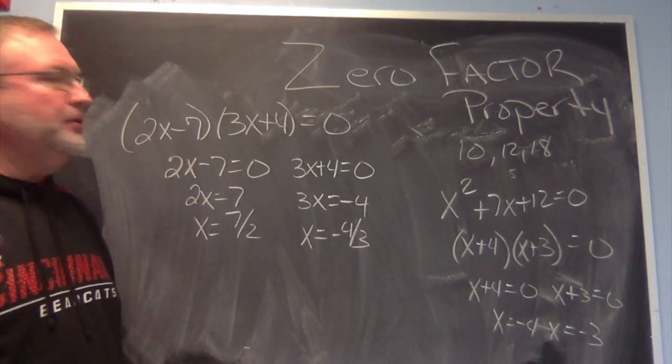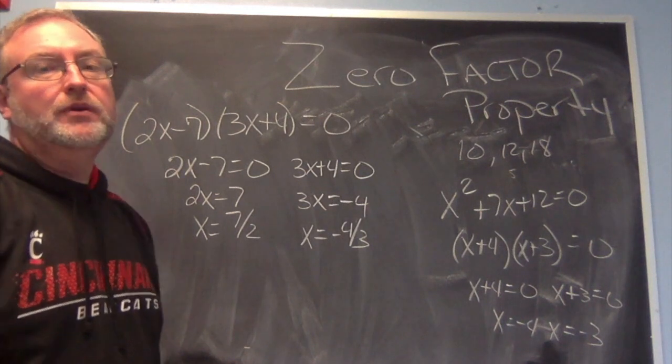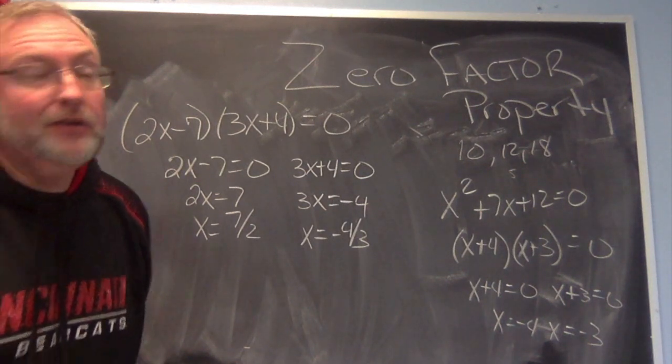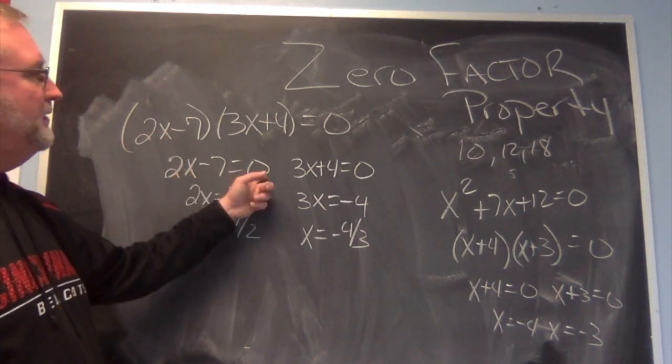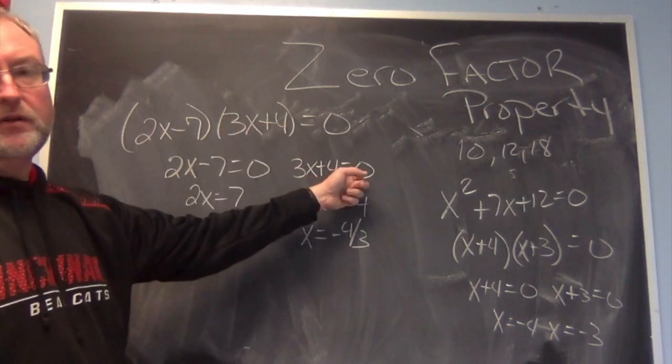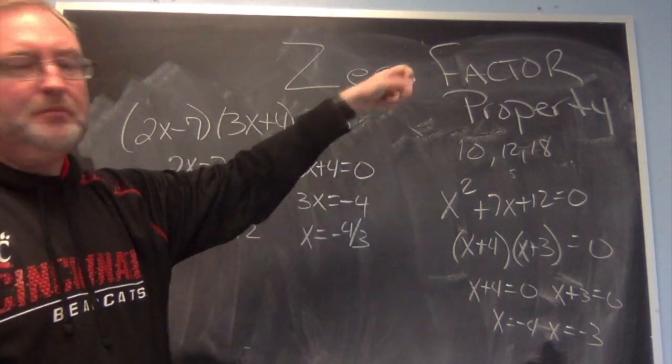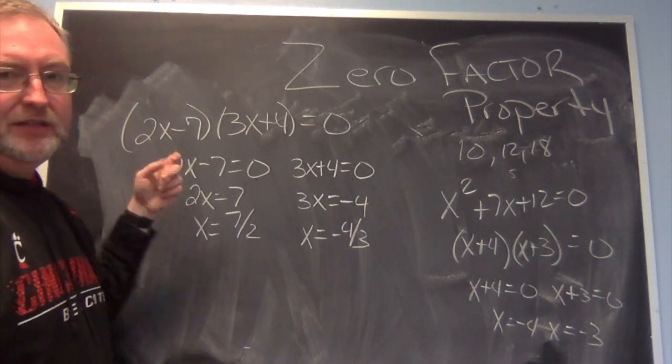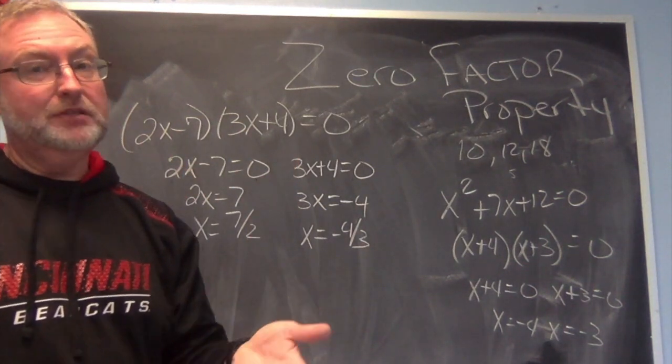All right, so what you're going to do first: it's already factored, so you don't have to do anything there. You're just going to take 2x minus 7 equals 0, and then 3x plus 4 equals 0. That's why it's called the zero factor property. Then you're going to solve these. Answers are going to look weird, but they're right.